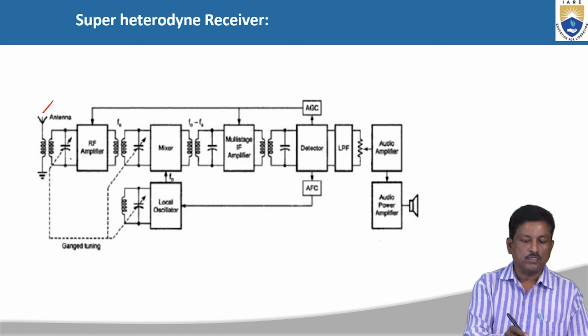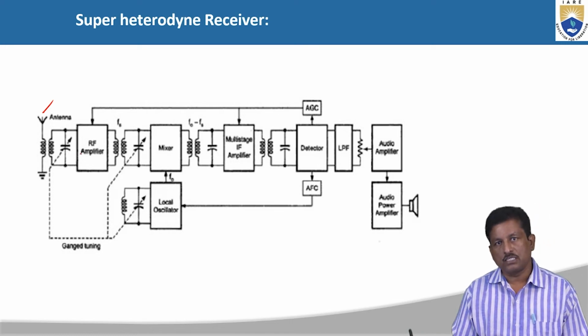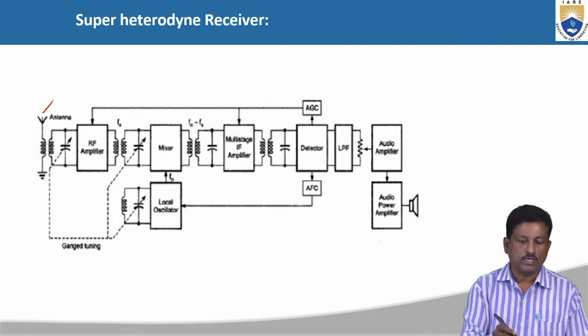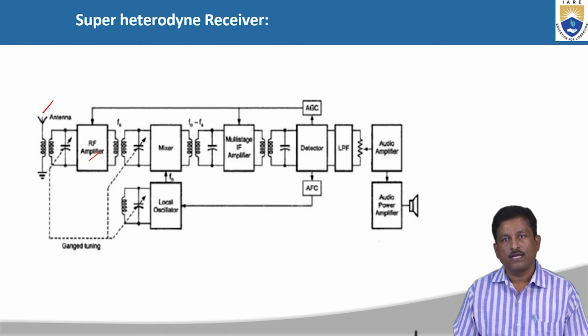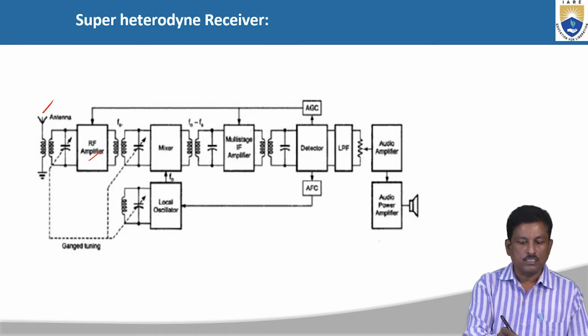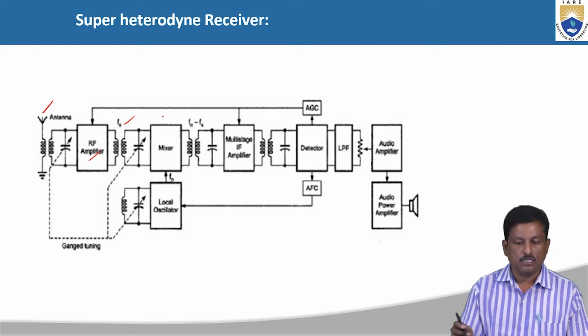Once the tuning operation is over, the received signal is weak. To increase the strength of the signal, we have the arrangement of the RF amplifier. So this is the RF amplifier, which is the same as in the TRF receiver. Then coming to the next one, the received signal is a standard RF signal.